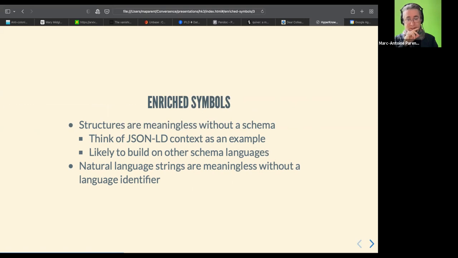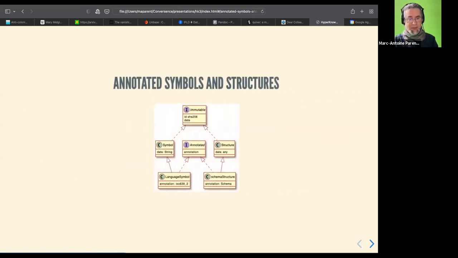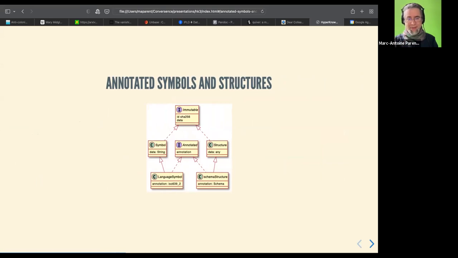Natural language strings are meaningless without a language identifier, similarly. So it's the same idea. You have an annotated abstract concept, and we're saying, okay, we have symbols, for example, identifier URLs are pure symbols. And then you have language symbols, which have an ISO 639-2 tag as an annotation. And for structure, you would have a schema. What I really mean here is the identifier of a schema or locator for a schema. And how do we get there?